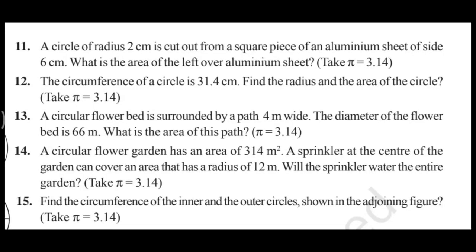Now this is question number 12. The circumference of the circle is 31.4 centimeter. Find the radius and area of the circle. So first of all here we will find out the radius, and after that we will use formula of the area pi r square, and then we will find the area of the circle.